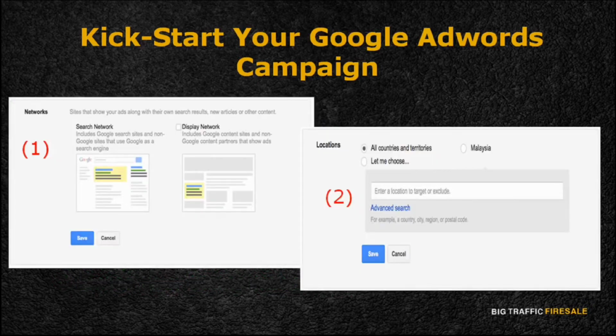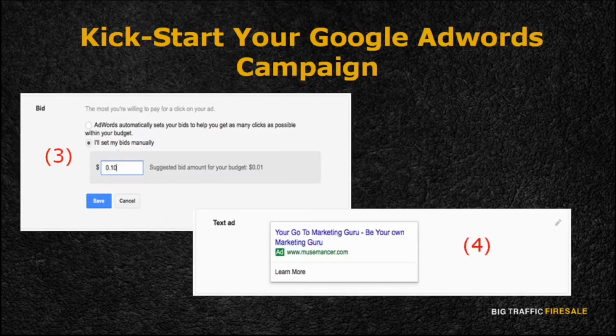For the first step, I recommend that you choose the search network only as your campaign type for starters. Secondly, decide how large or small a geographic area you want to target. Thirdly, change the default bid strategy to I'll manually set my bids for clicks so you can easily work within your budget. Next, when you write your first ad, ensure your keywords are also inserted in the headline.